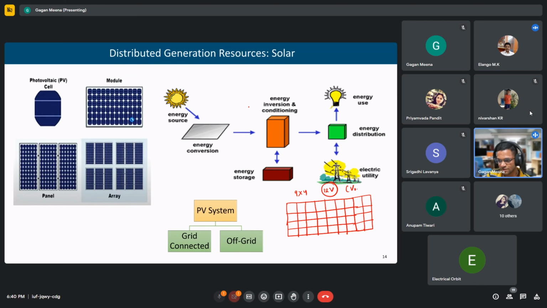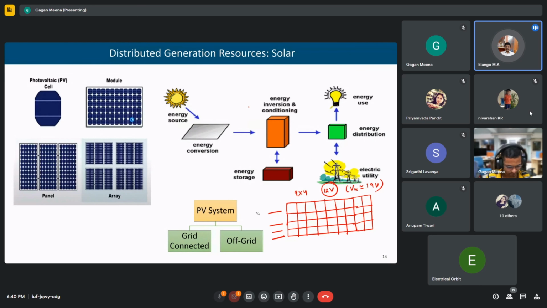And VOC is 19 volts. Yes, sir. If we have these 4 in parallel, then what will happen? Sir, for parallel, current is adding and voltage is common. For series connection, voltage is adding.